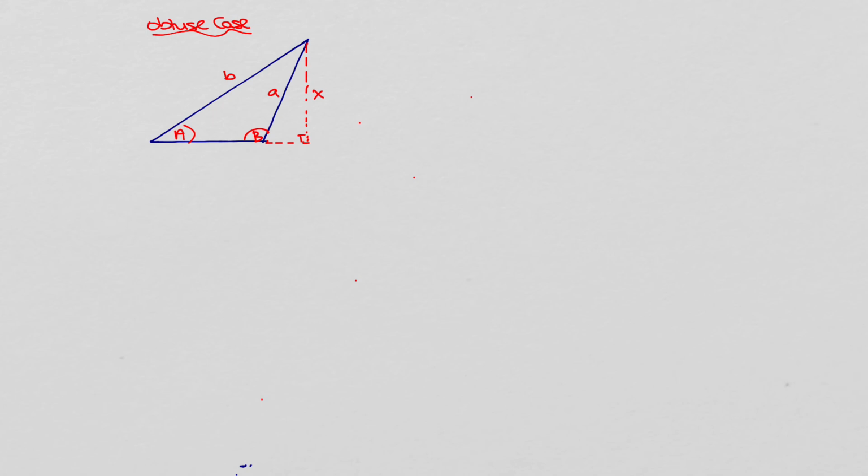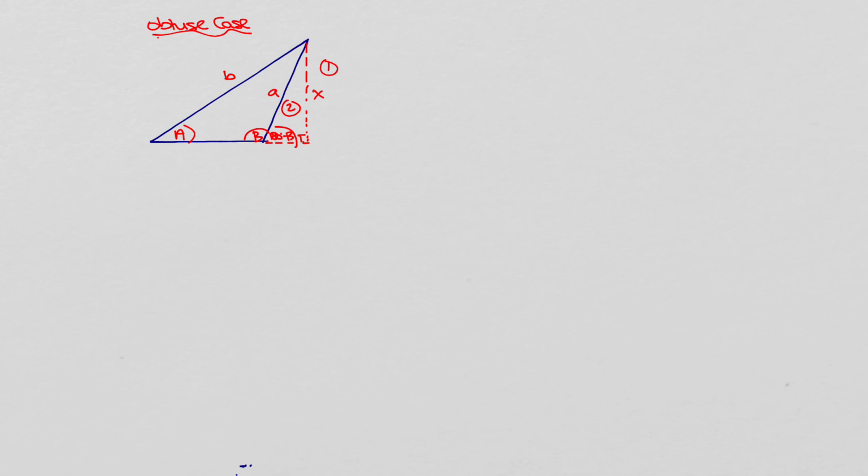And if this is B and this is a straight line, then this angle here must be 180 minus B. So I'm going to have the whole triangle as triangle 1, and then the small triangle in here, that's been extended, as triangle 2.